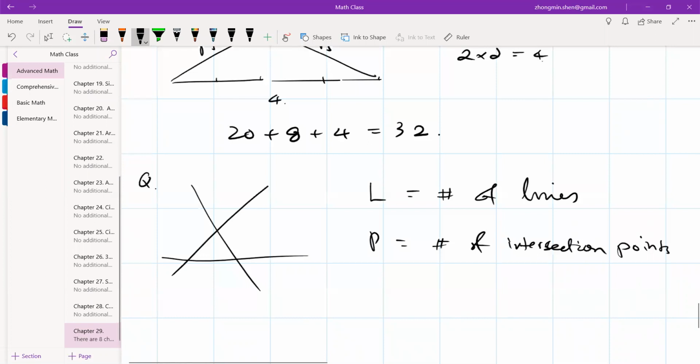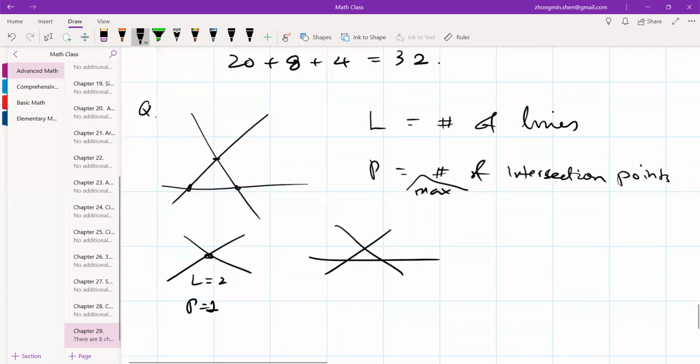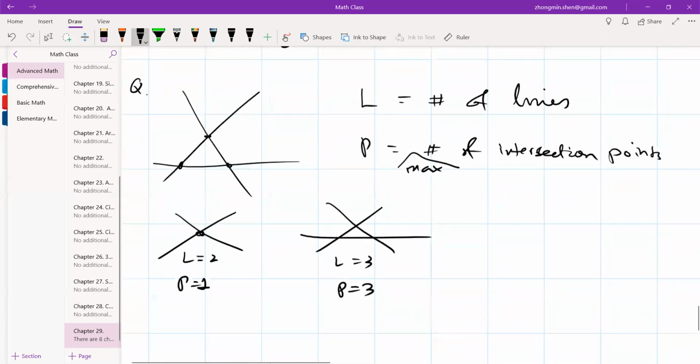All right. So first of all, you have 3 lines. The maximum number of intersection points. So with 3 lines, you get 3 intersection points. 2 lines only get 1, right? Let's look at the picture. When L equals 2, P is going to be 1. And here, when L equals 3, P is going to be 3. Okay, we're trying to see any possible patterns.